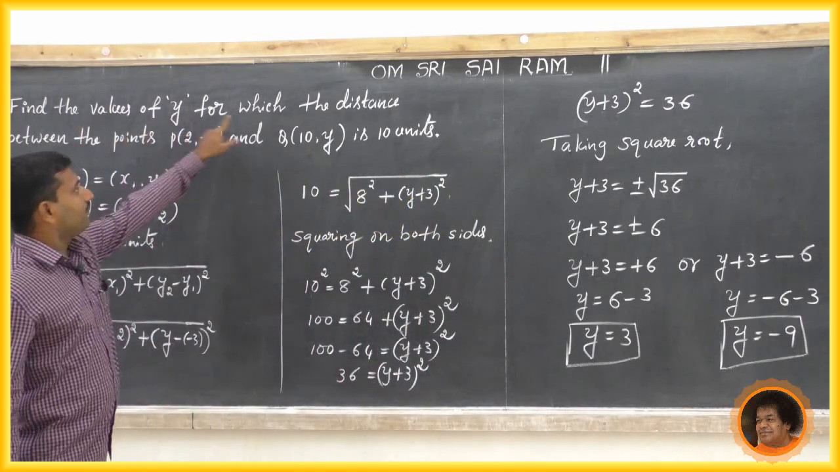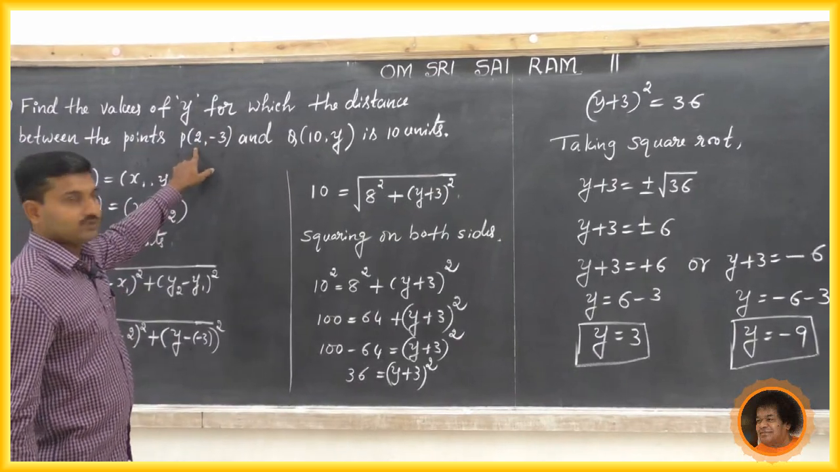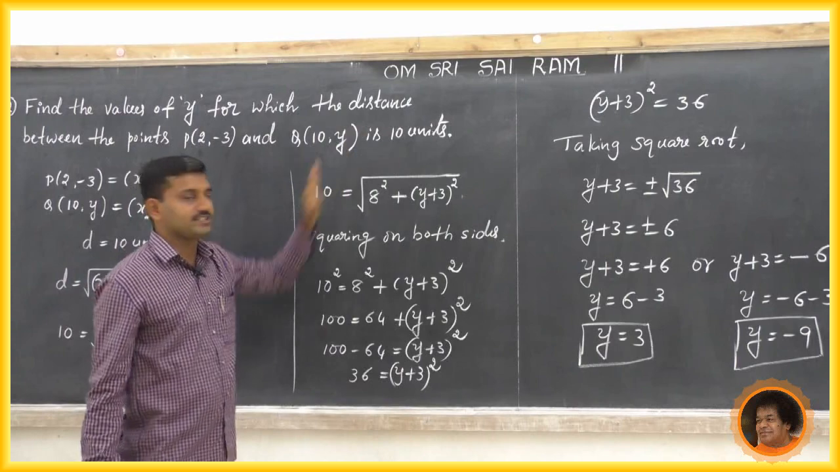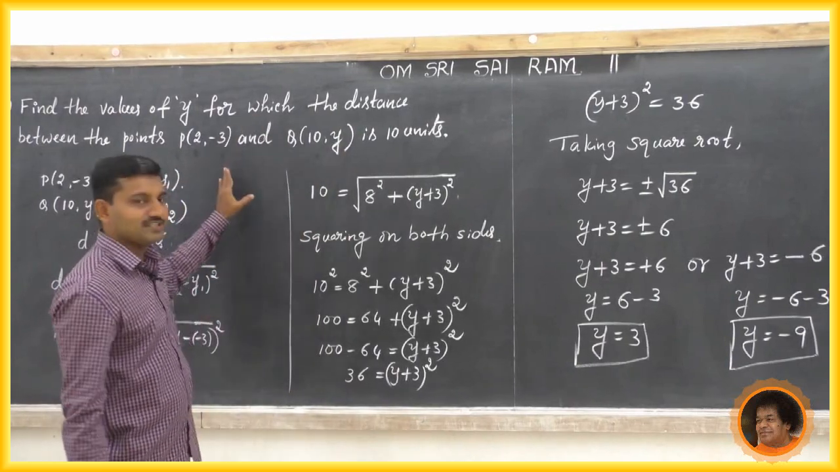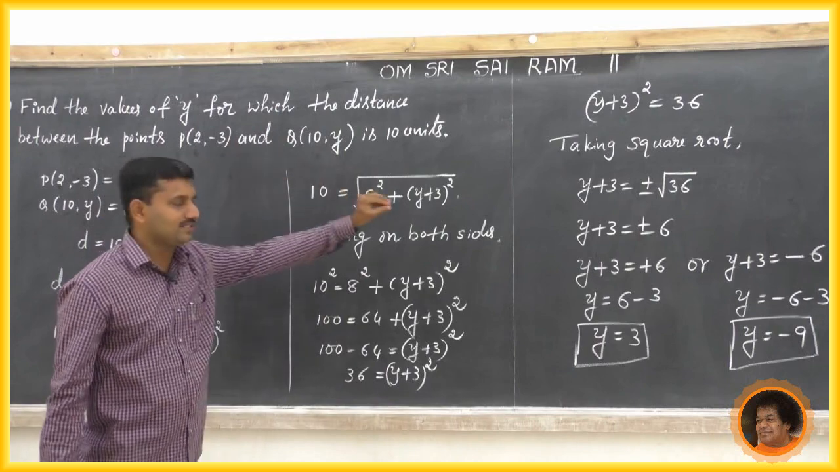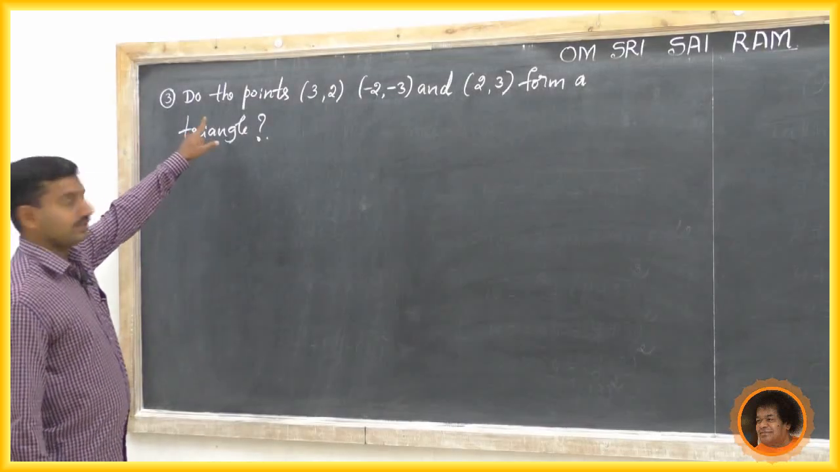Find the values of y for which the distance is given. x1, y1 and x2, y, their distance is 10 units. From the examination point of view, this type of question is important. So you practice this type of problems. Next we pass on to the example.